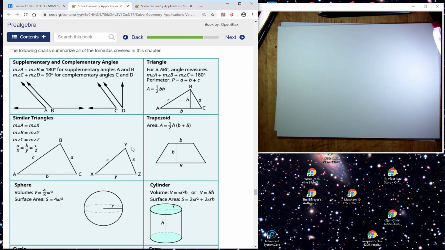These are some formulas here you want to know. You probably should print or copy this out, because when you take the quiz and the test and the exam, you're going to have that next to you.